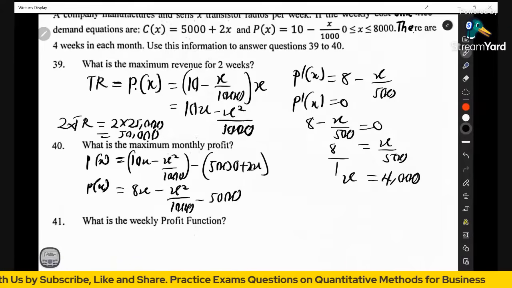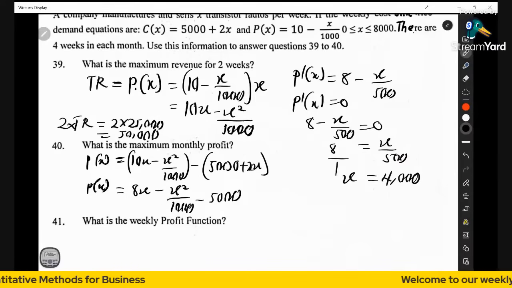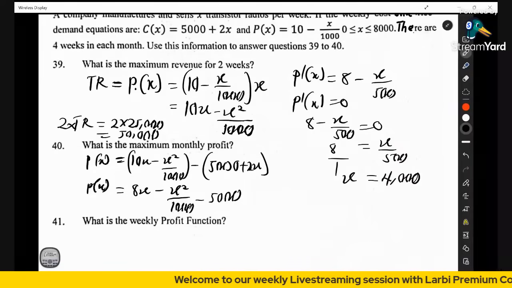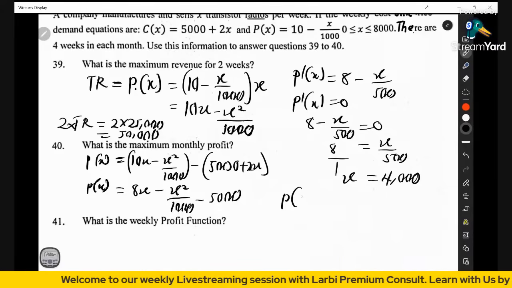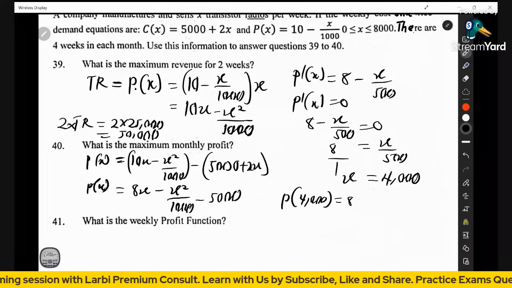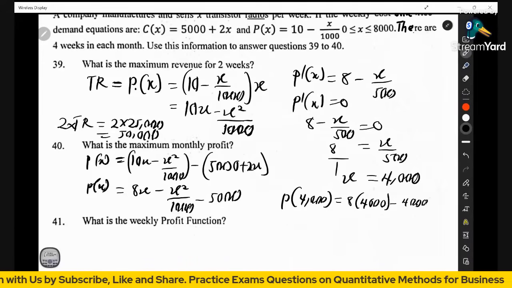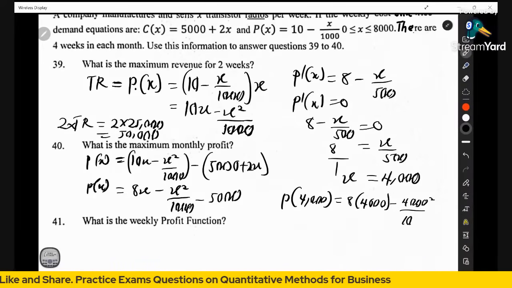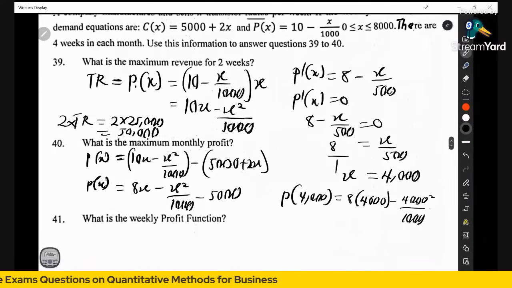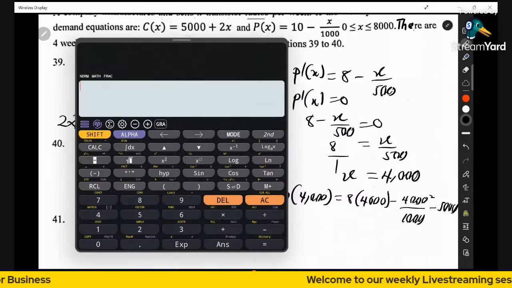Once you're able to get the x, then we come back and substitute the 4,000 into the original function, as we did for the revenue function. So that's what we are doing here. Therefore, we'll say that our maximum profit function of 4,000 should be equal to 8 times 4,000, minus 4,000 squared over 1,000, minus 5,000. Even with this, you can get it on your calculator as a function.